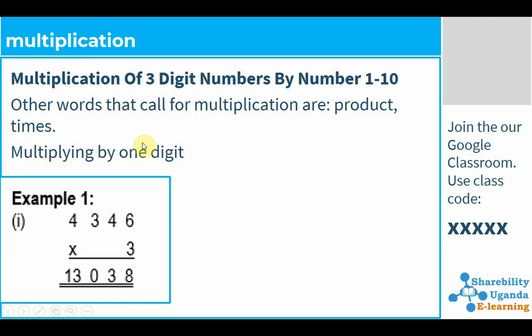So here we have multiplying by 1 digit. So these are large numbers. We are going to multiply these large numbers by just only 1 digit. There are situations where they will give you all large numbers. You find when this is 1,000 times 1,000. But in today's video we shall concentrate on 1 digit by large numbers. So we have an example here. Roman numeral 1 is saying 4,346 times 3. Okay. Who has an answer? Mental work.